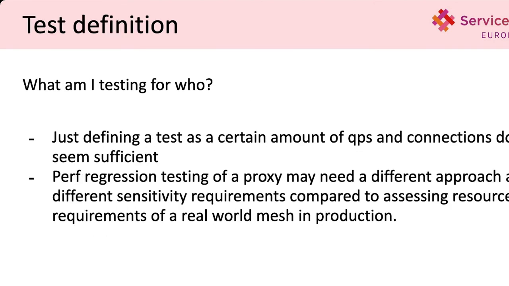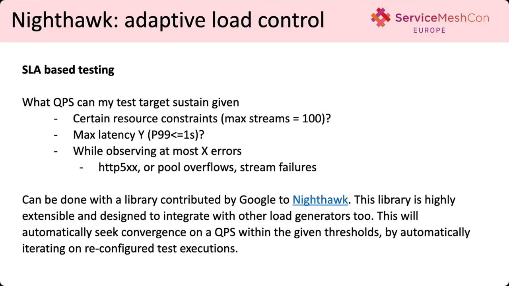Load generators aside, following the earlier observations, it might be good to define load tests a bit more narrowly than just queries per second over a number of connections. There seem to be many implicit choices across load generators, and from the outside, it's not always obvious what those are. Talking about test definitions, Google recently contributed an adaptive load controller feature to Nighthawk. That feature makes it easy to perform SLA-based testing to get answers to questions like, how many queries per second can my system sustain given these resource constraints under set latency while observing at most X errors? The adaptive load controller will then repeatedly reparameterize test execution to see convergence on the optimum QPS that fits this.